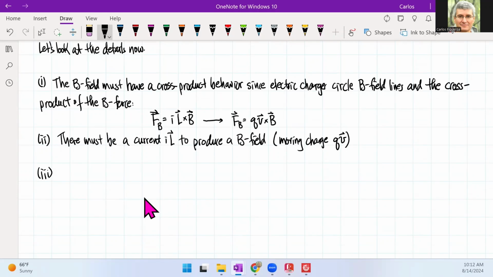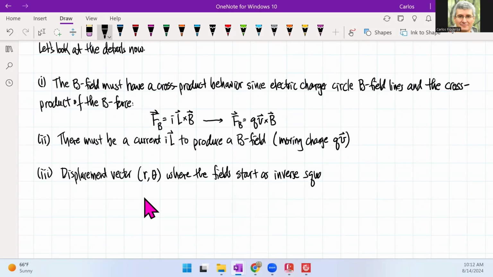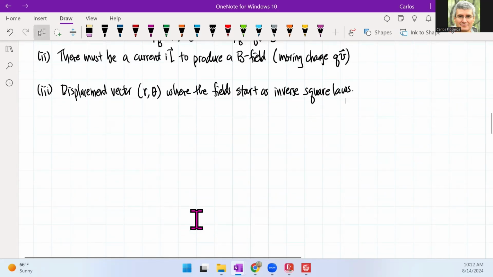And the other thing here is that we need a displacement vector, which means I need magnitude and I need direction, where the fields start as inverse square laws. So without further ado, here we are.